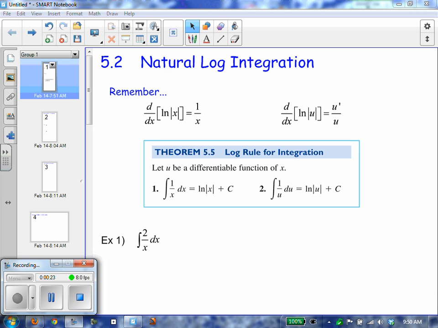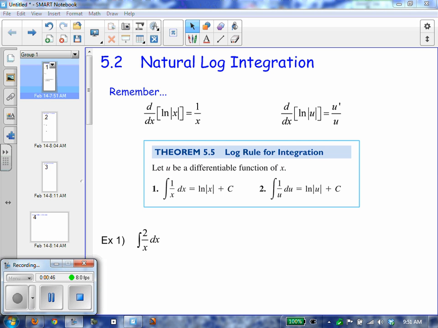Integration? No, I'm sorry, derivative of natural logs. Oh, there you go. It's been a while, at least a month. Okay, so the derivative of natural log of x is... Wait, it has to be more than a month because we've been here for 4 weeks. The derivative of natural log of x is 1 over x.